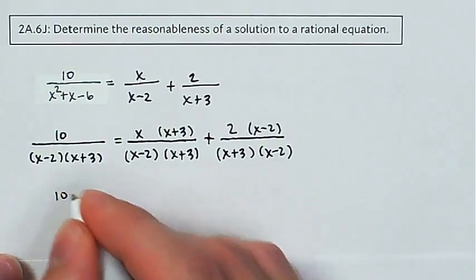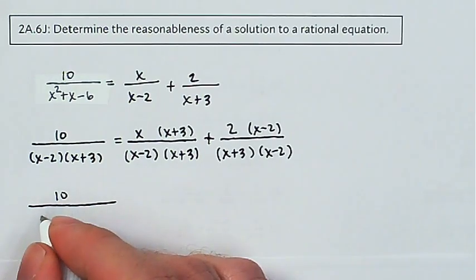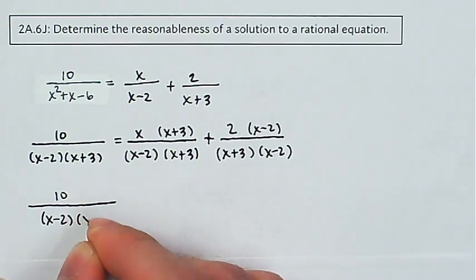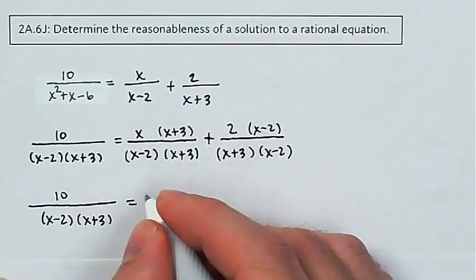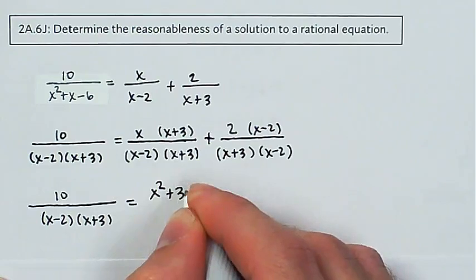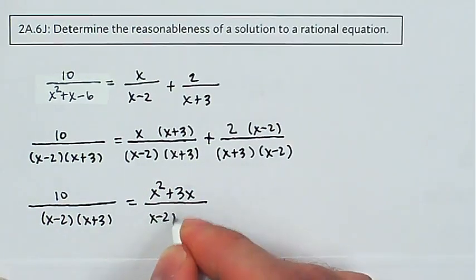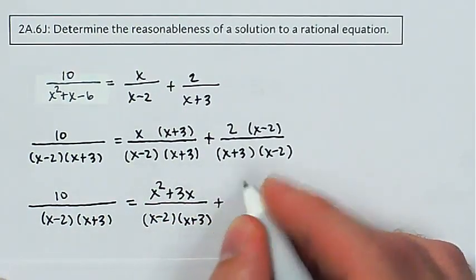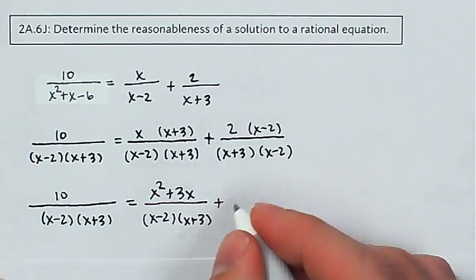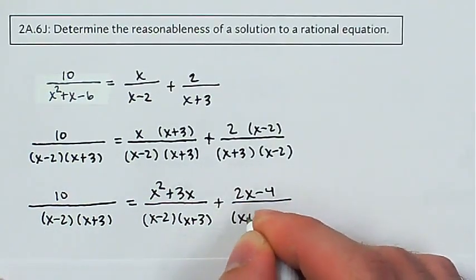So I've got 10 over x minus 2 times x plus 3, equaling, okay, distribute, x squared plus 3x over that same denominator, plus 2x minus 4 over the same denominator.